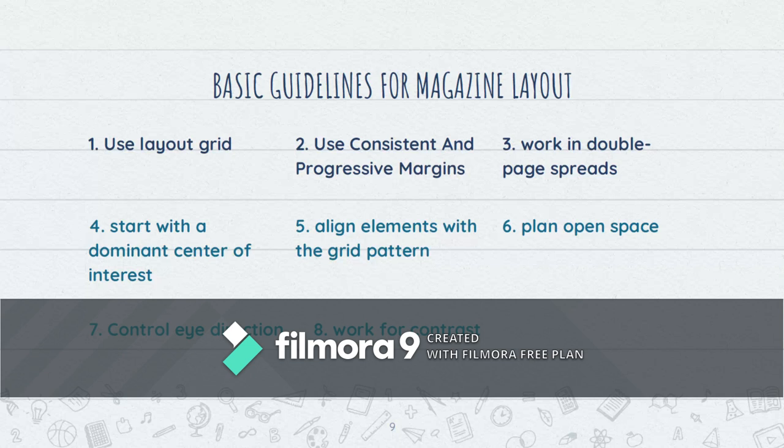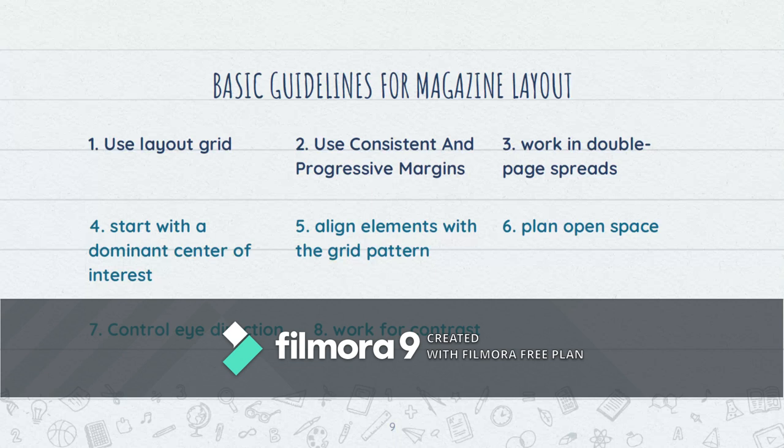So, if you ask me where and how to start to produce a magazine, basically I will answer your questions. There are two things that need to be considered. First is the magazine format that was already exposed to you from the previous lesson. And second is the basic guidelines for magazine layout. There are 8 guidelines for magazine layout.